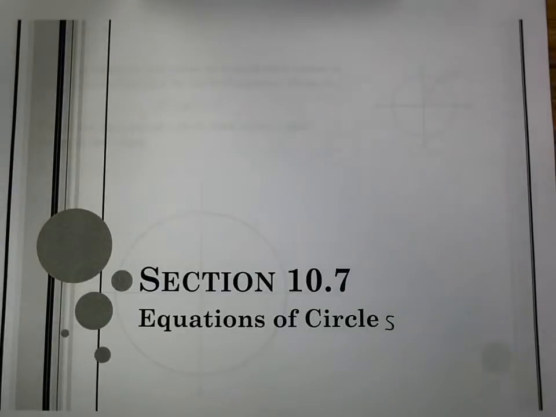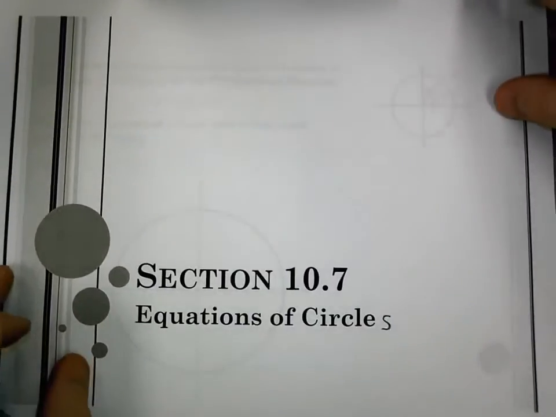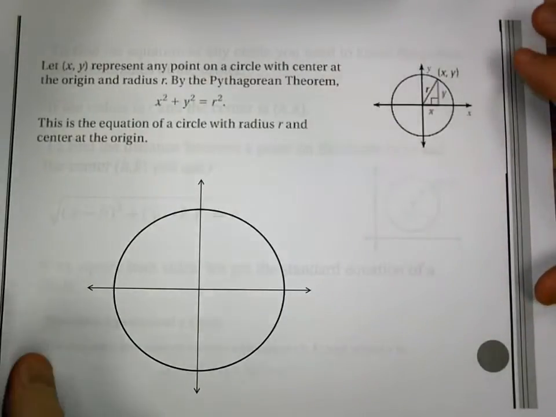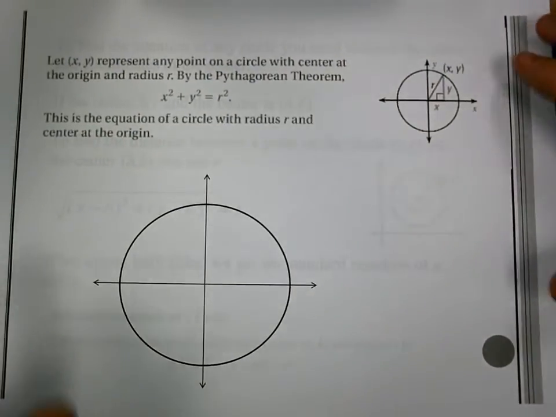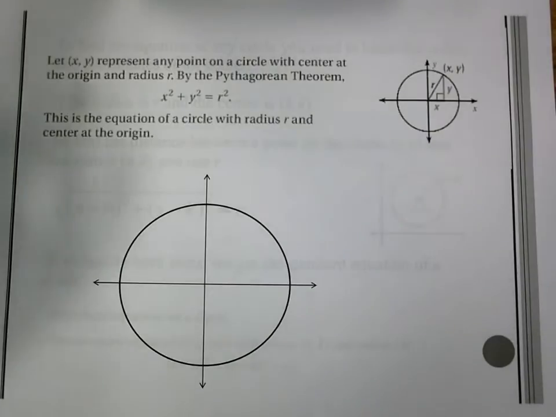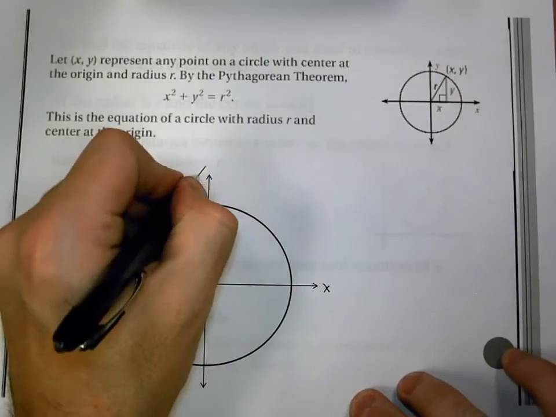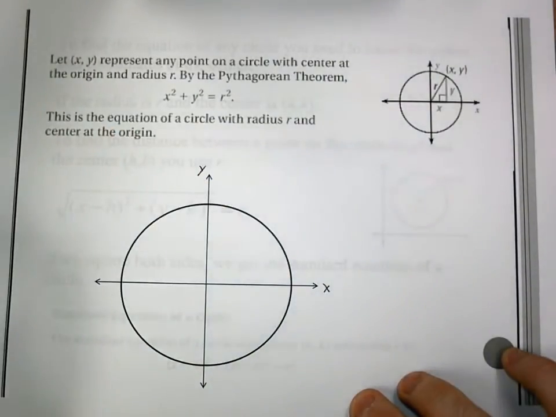In section 10.7, we're looking at our equations of circles and eventually graphing the circles. Before we look at the equation we're going to use, we just want to see a background to how we're actually going to get to this. So, if we let x, y represent any point on a circle with the center at the origin and a radius r. Let's start with that.